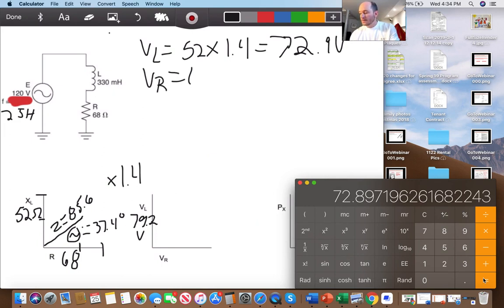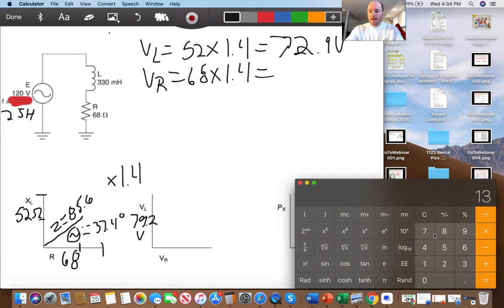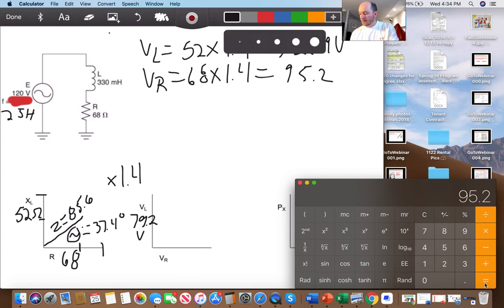So this is going to be 68 times 1.4. Let's go ahead and clear this out. 1.4 times 68 equals 95.2 volts. All right, again, that's pretty ugly. Let me switch that up. And again, I know you guys are getting the point of this, but still, professional standards and all.